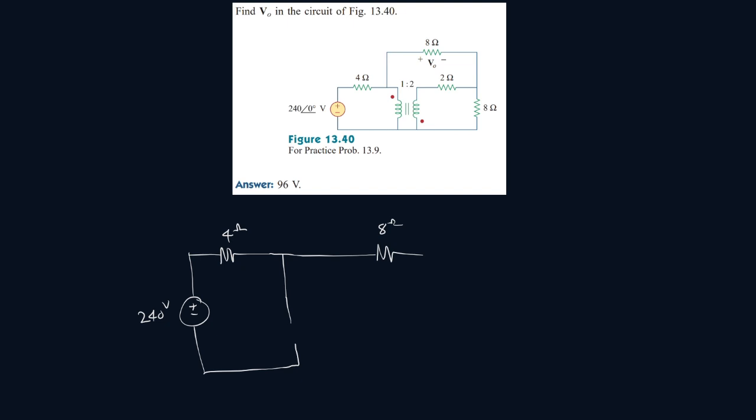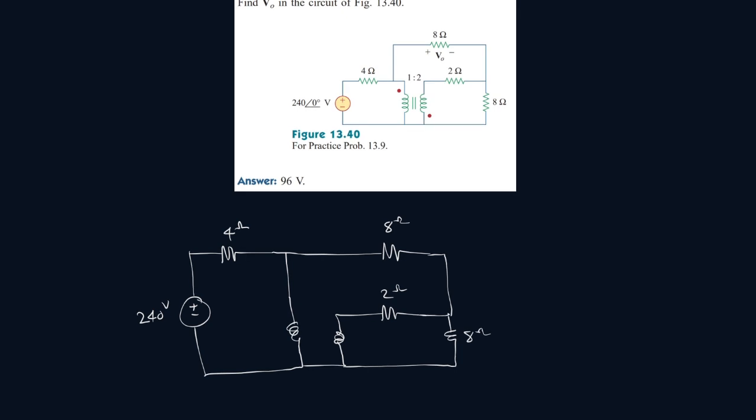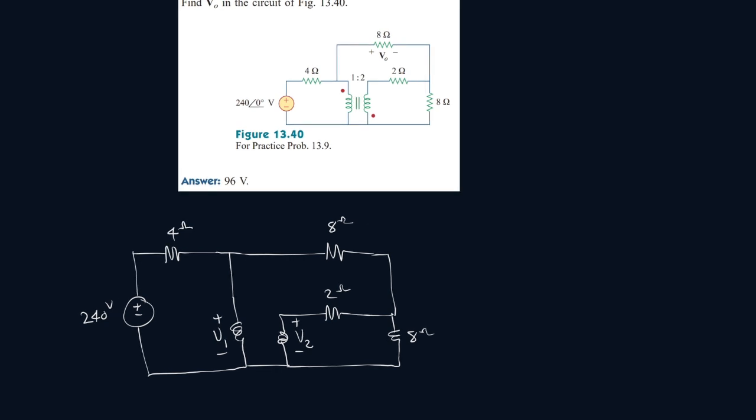Okay, I'm going to put the inductor lower. Then another one here. 2 ohms here. This is 8 ohms. And then connect this here. We don't know the values of these, but we can put V1 and V2 here. And we know the turns ratio. It's N2 over N1, which is just 2 over 1. So it's just 2.